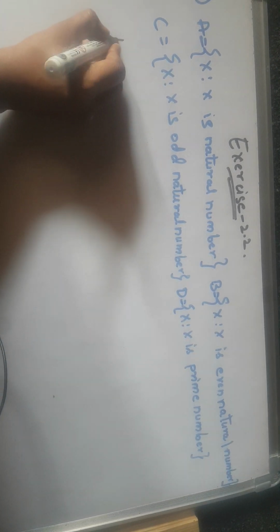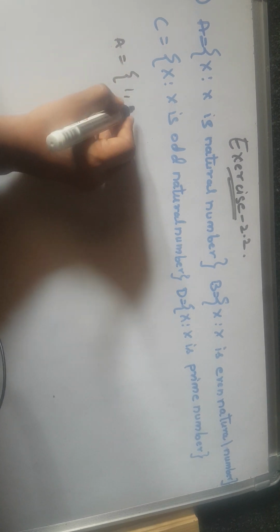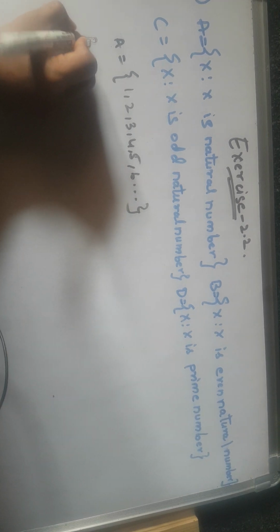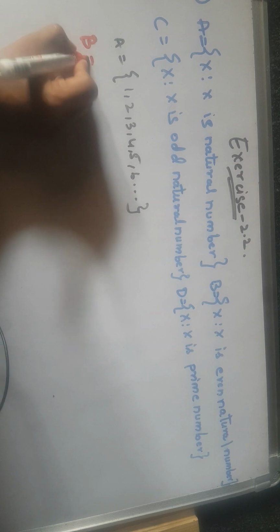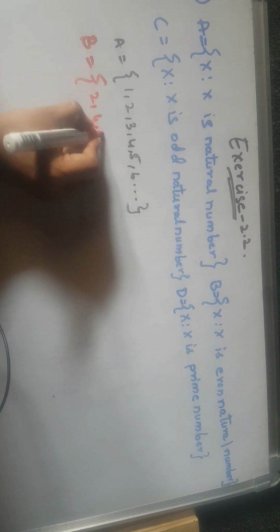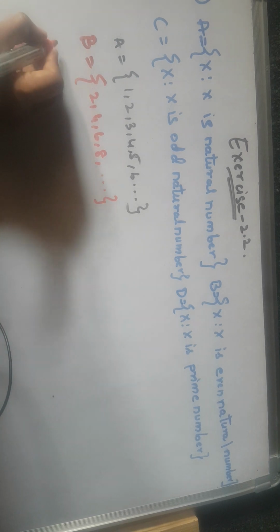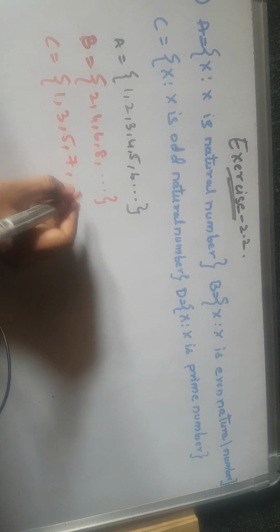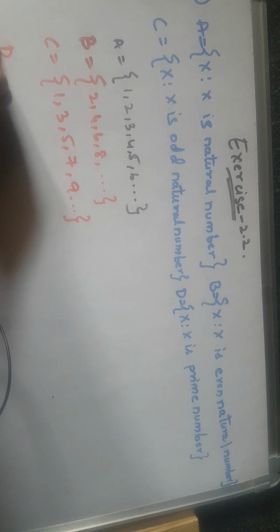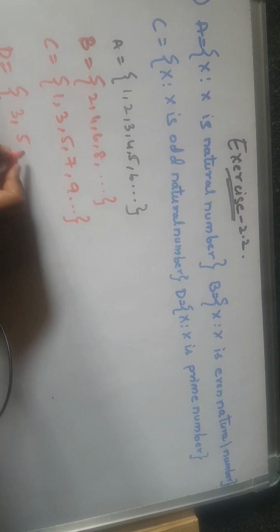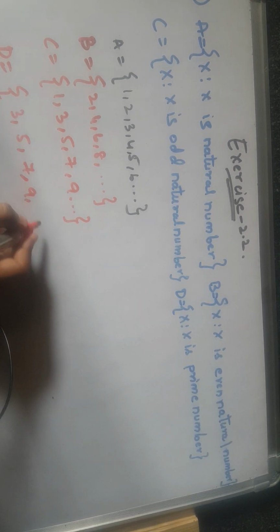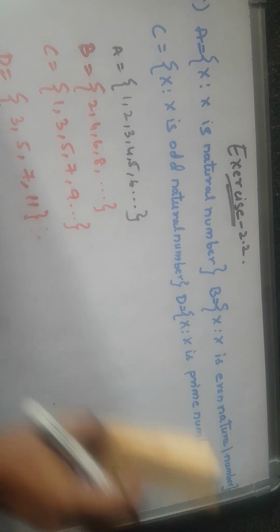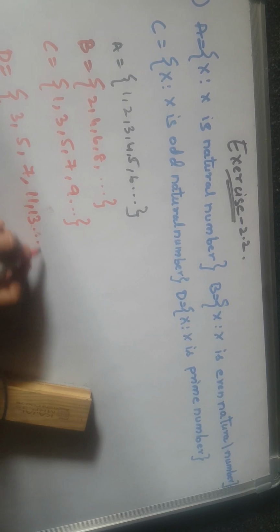Let us take set A. The values of x will be 1, 2, 3, 4, 5, 6 and so on. What is B? Set B values will be even natural numbers 2, 4, 6, 8 and so on. And what is set C? Odd natural numbers, so 1, 3, 5, 7, 9 and so on. And what are the values of D? 3, 5, 7, 11, 13 and so on.